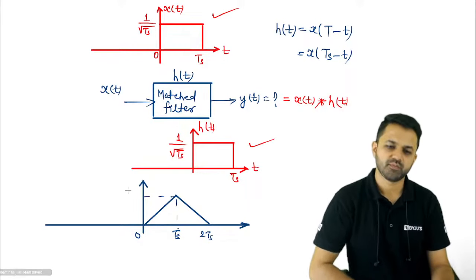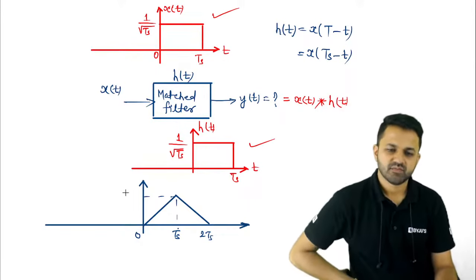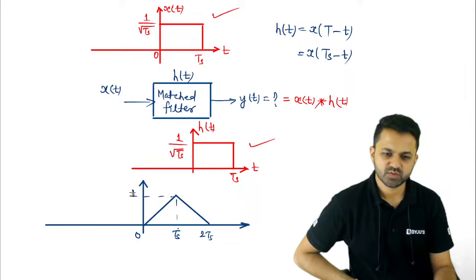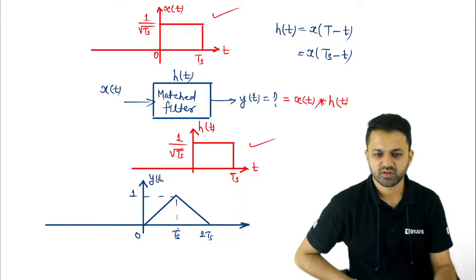What should be the slope? 1 upon root ts should be the slope, so the height is 1. This is our figure.